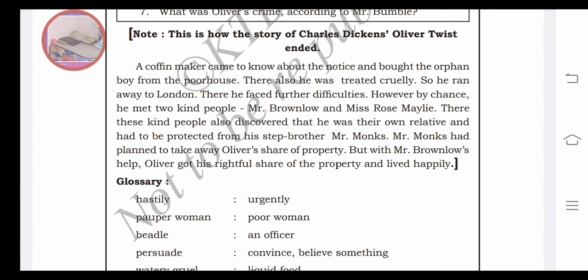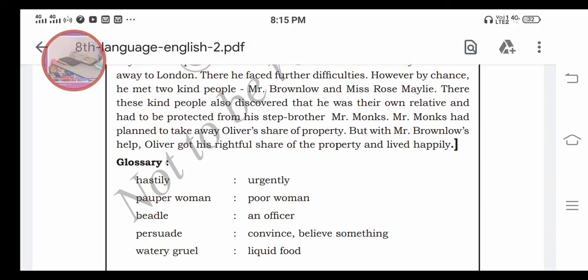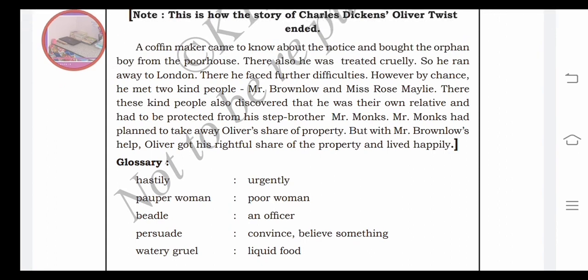Okay, nice story, right? So here, a coffin maker came to know about the notice. Coffin maker in the sense of a grave. For the Christians, they used to make a box, right? Okay, coffin. So the coffin maker got to know about that notice. Okay, so he punished him and treated Oliver cruelly, and finally Oliver went to London. There he faced further difficulties. However, he had to face the difficulties because he doesn't have anyone to take care of him. Okay, that too he went to London.